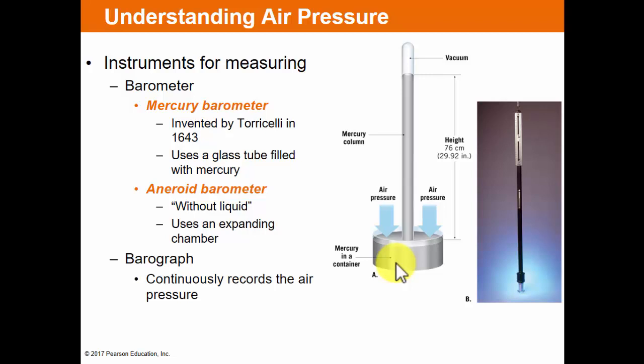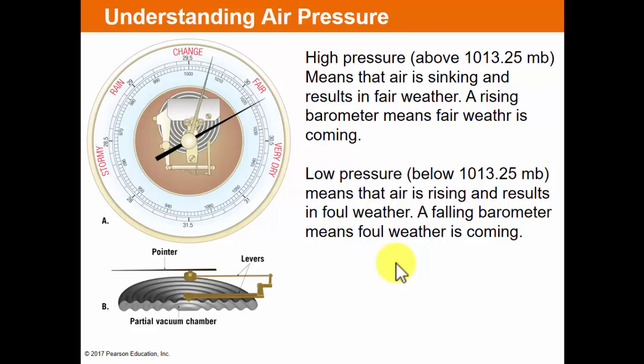As the barometer falls, as lower pressure approaches, you can have foul weather or poor weather. And as the barometer increases, as high pressure approaches, then you're going to have fair weather. So a falling barometer is bad and a rising barometer is good. And again, here you have fair weather when you have barometric pressure of 1013 or higher, and then rain and foul weather when you have barometric pressure that is lower.